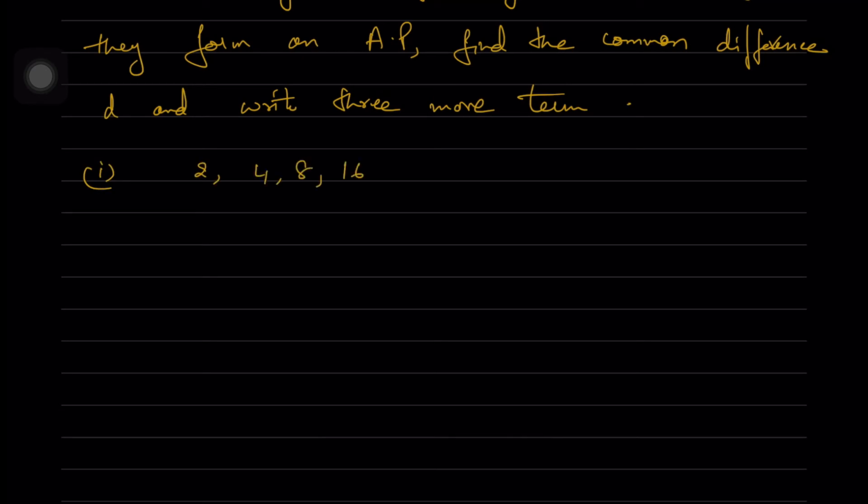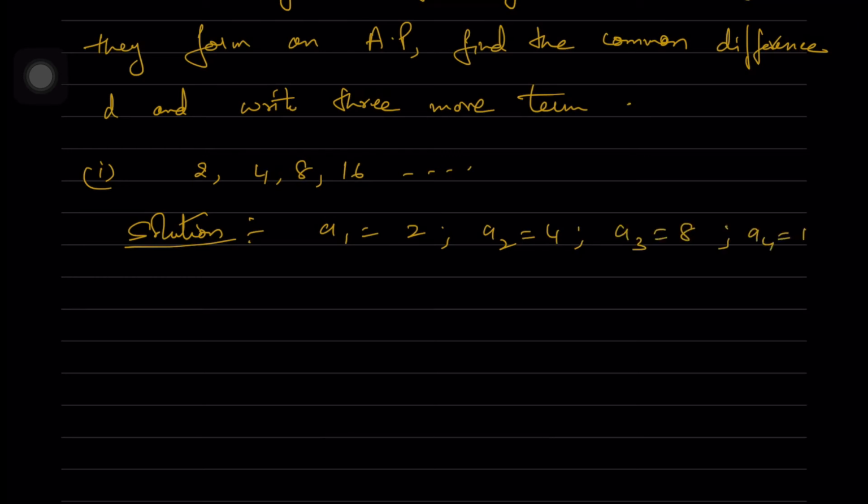The first one: 2, 4, 8, 16 and so on. So the first term a1 is equal to 2, a2 is equal to 4, a3 is equal to 8, a4 is equal to 16. We'll find out what a2 minus a1, a3 minus a2, a4 minus a3 are, and see whether the common difference is the same throughout or not. Then we can say that it is an AP, and then we can find out the next 3 terms.